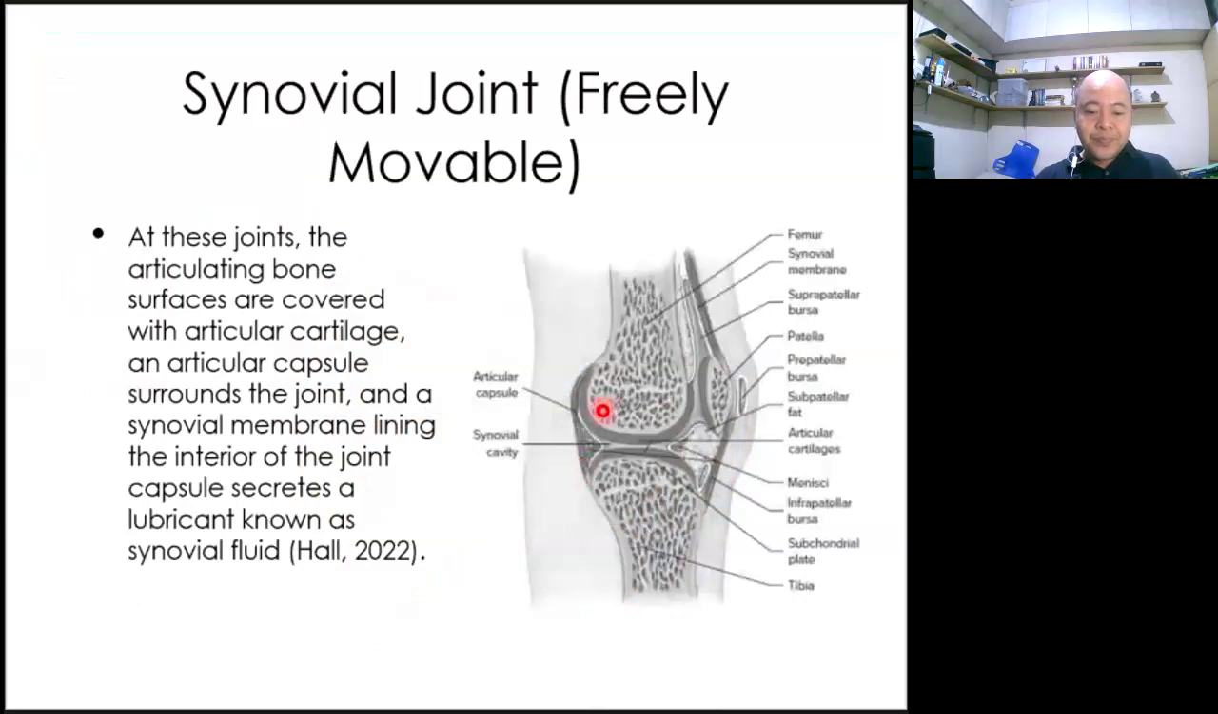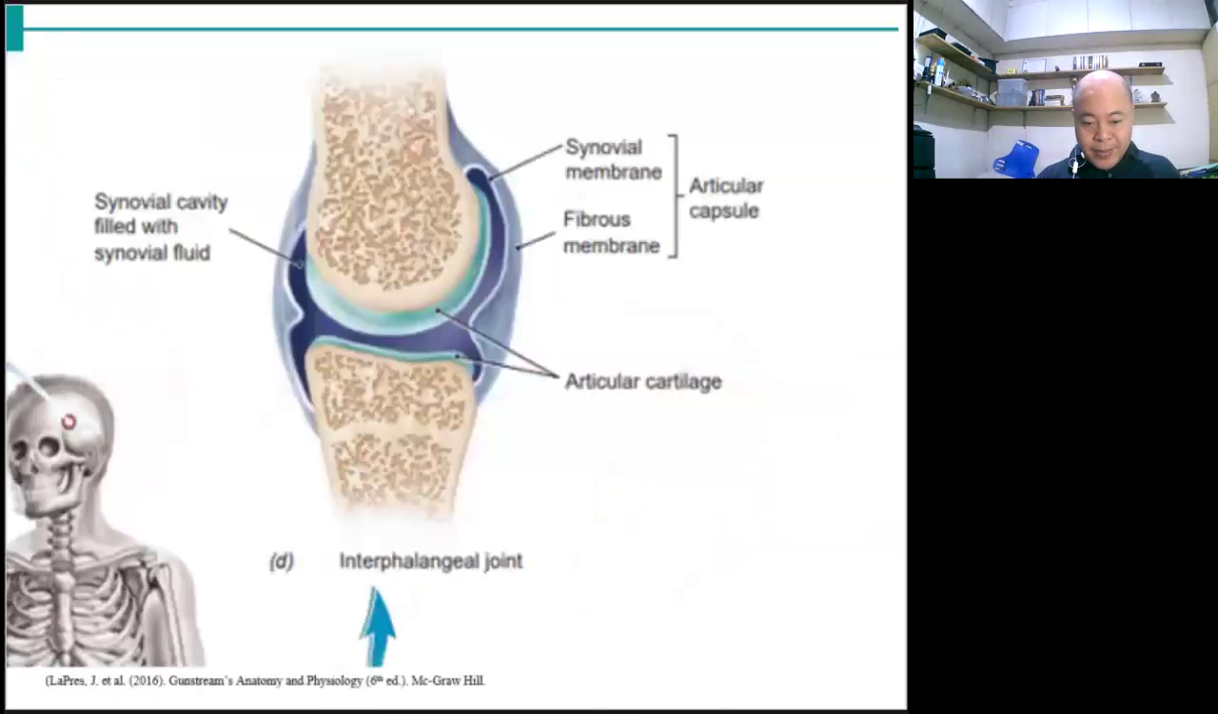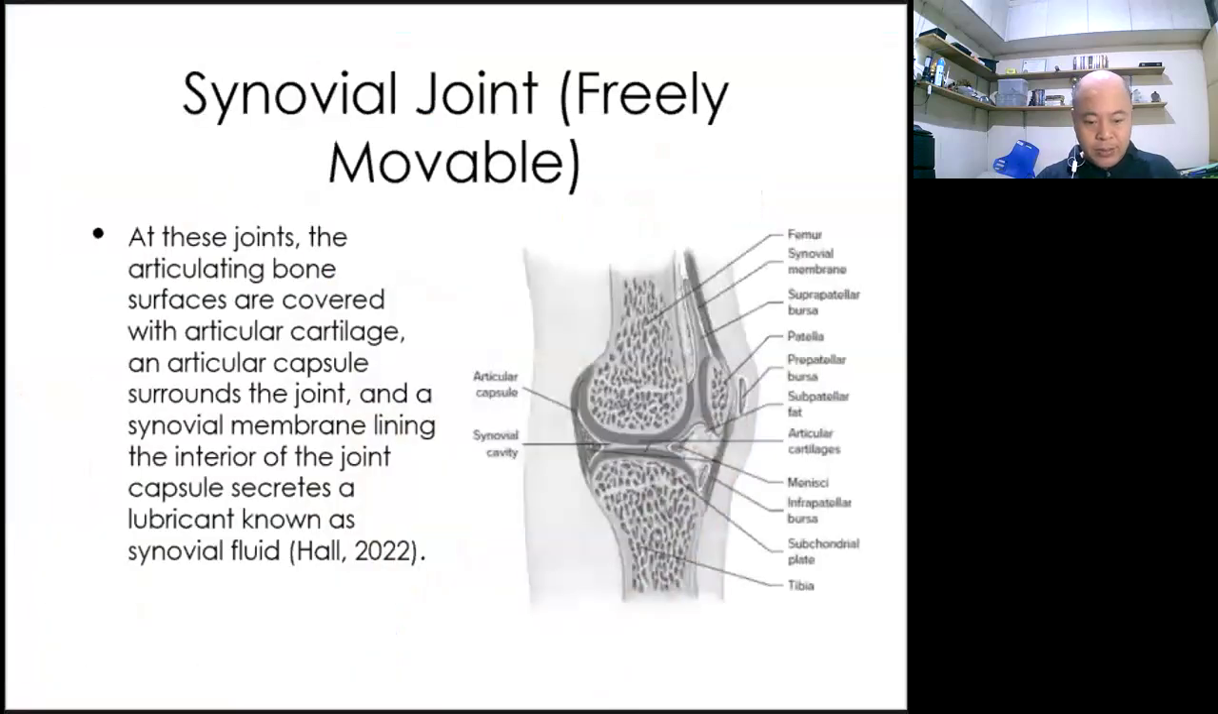Okay, so more about the synovial joint. We discussed this from the previous slide. Yes, we have the parts, let's move back here. The articular capsule, synovial membrane, and fibrous membrane, and the cavity and the synovial fluid. And then the cartilage covering each of the ends of the bones.